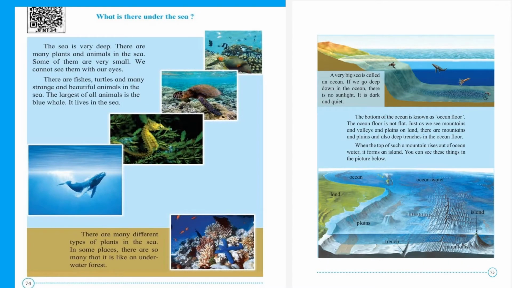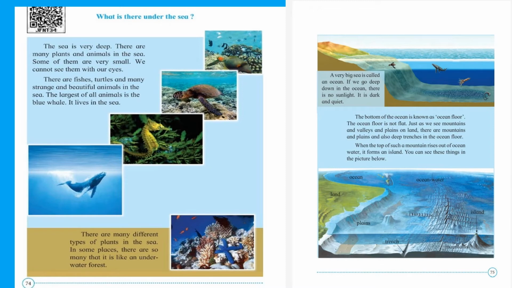A very big sea is called an ocean. If we go deep down in the ocean, there is no sunlight. It is dark and quiet. It is very obvious, children, why it is dark deep down under the sea. It's because the sunlight doesn't reach there.